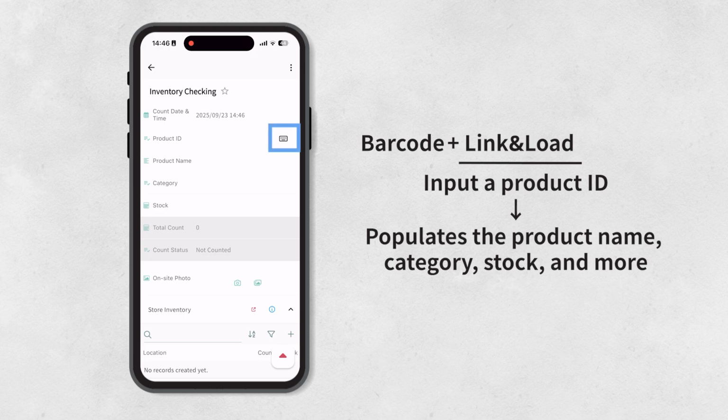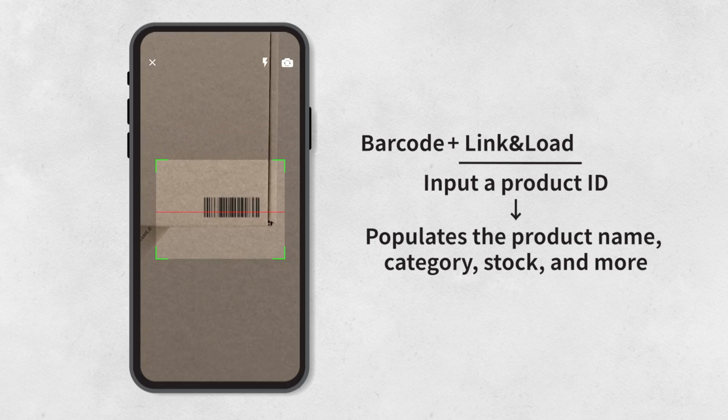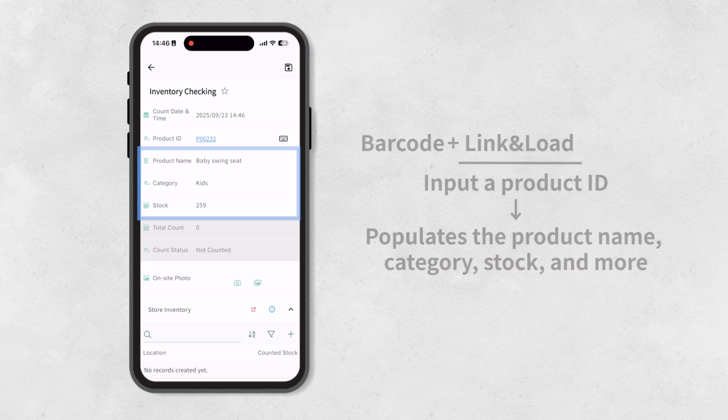By clicking the keyboard icon next to the product ID and then selecting the barcode icon, the system will open your device's camera automatically. After scanning the barcode, the corresponding value will be automatically populated. With the link and load feature, the product name, category, and current stock are also automatically populated.